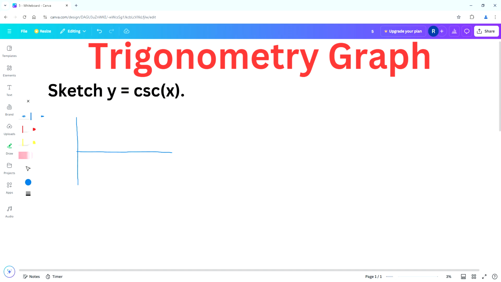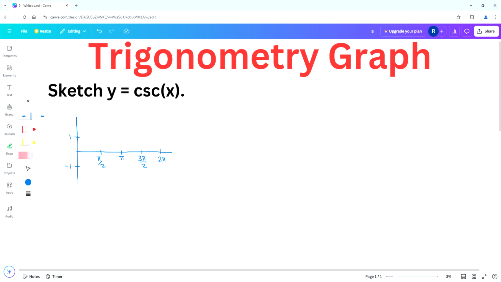We can use the key points for sin x for the first cycle on the right side of the y-axis starting at the origin. The key points are 0, pi over 2, pi, 3 pi over 2 and 2 pi. The maximum value for sine function is 1. The minimum value is -1.